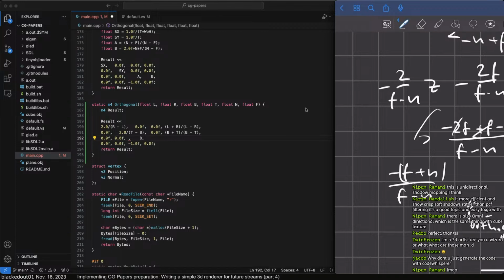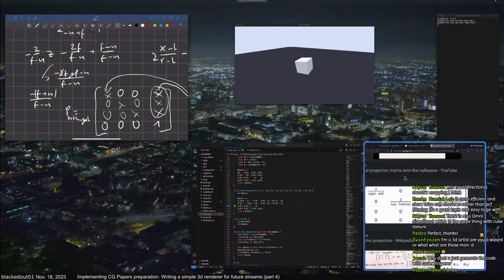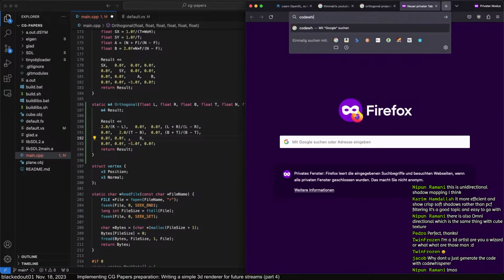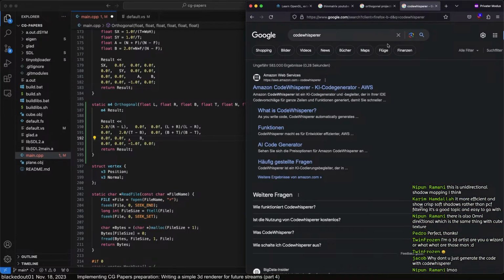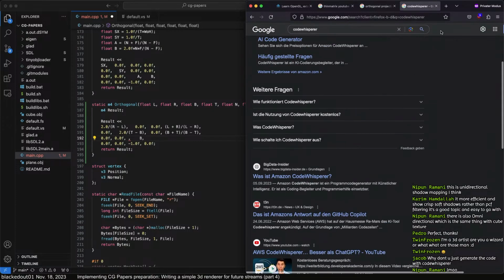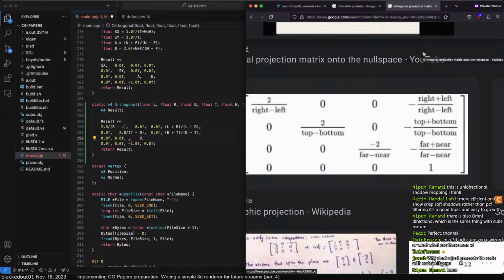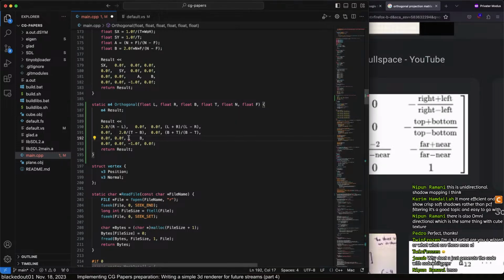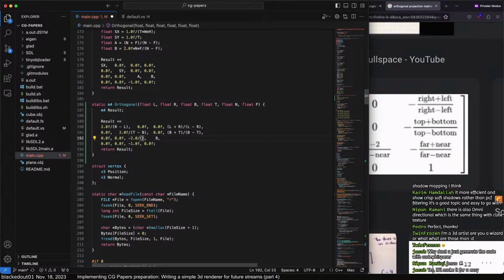Why don't you just generate the code with Code Whisperer? What is this even? Is this some like ChatGPT or like Copilot? Lol. That's funny. Well, okay, why don't I do that? I mean, I like programming.